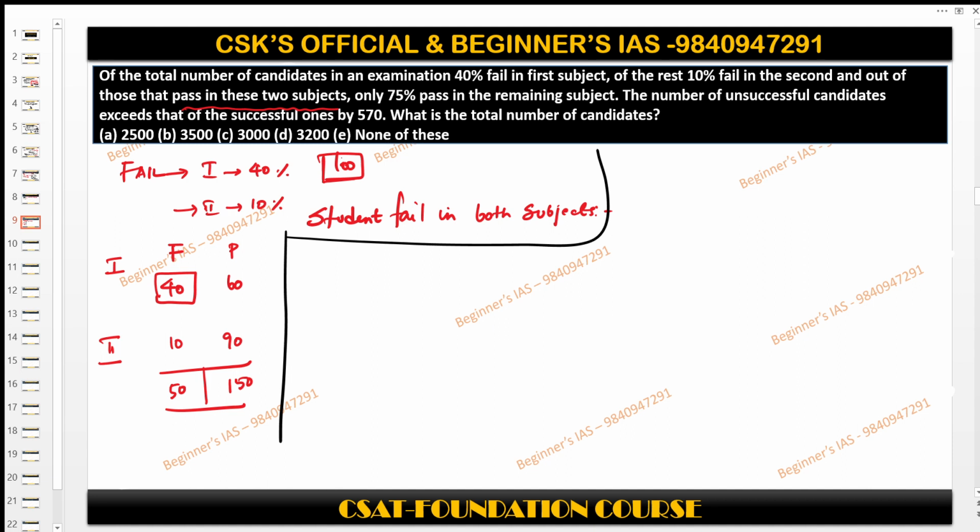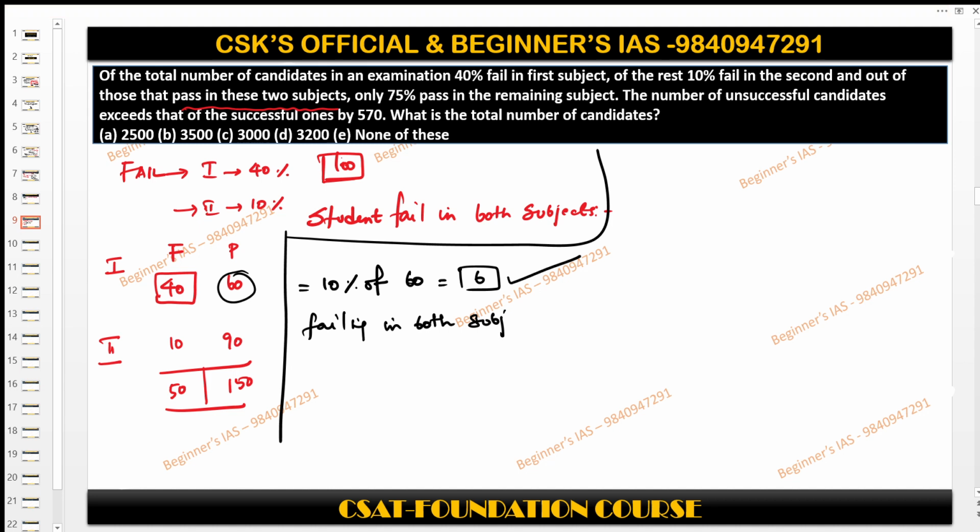Now listen carefully. The number of students failing in the second subject is 10% of the rest. What do you mean by 10% of the rest? The rest is nothing but 60, isn't it? So this is 6. Then the total number of students failing in both the subjects is 46. Understood or not? This is the second subject failure, isn't it?